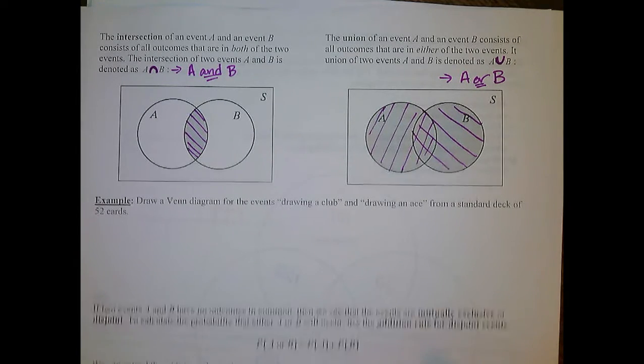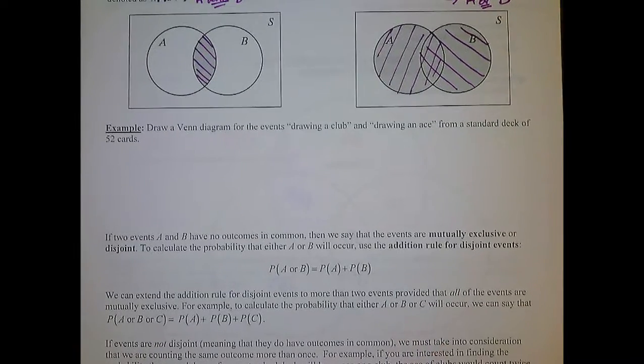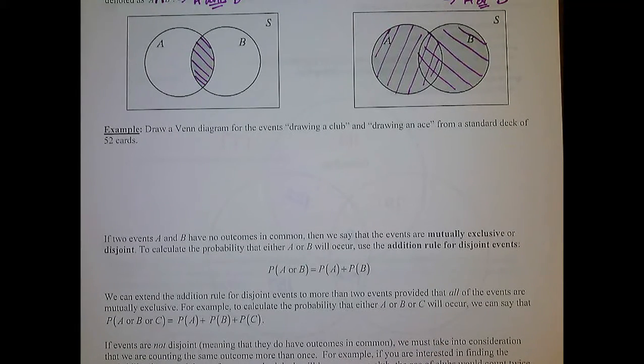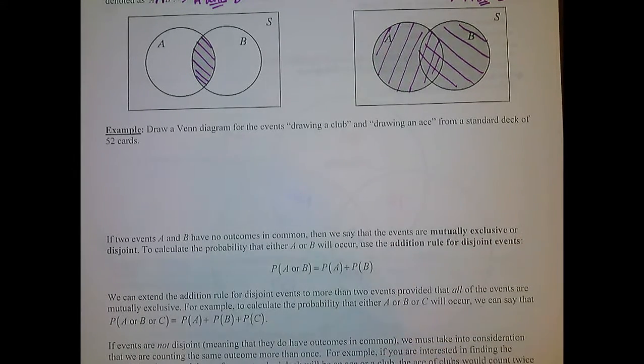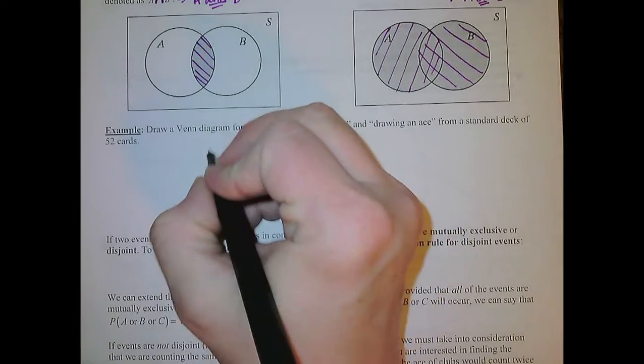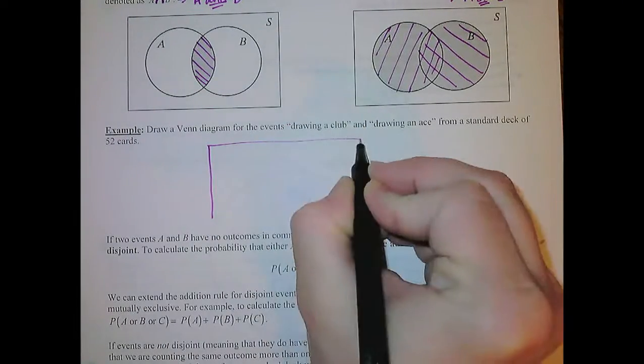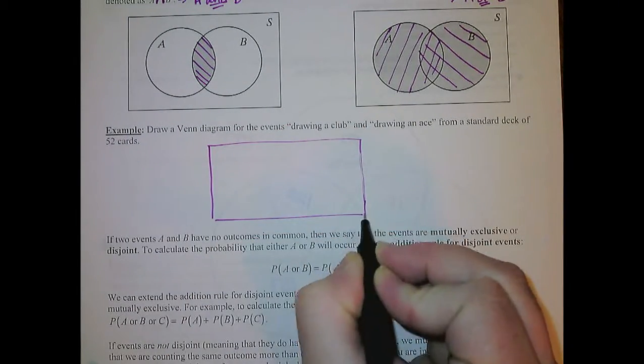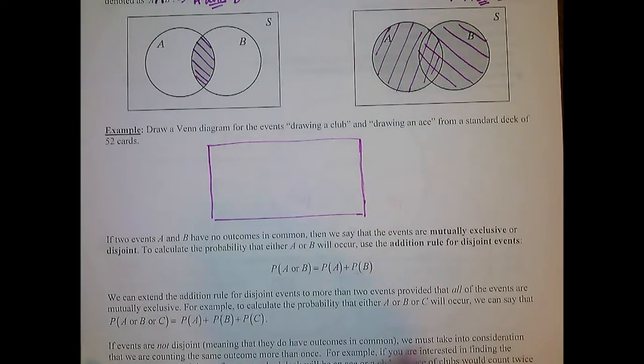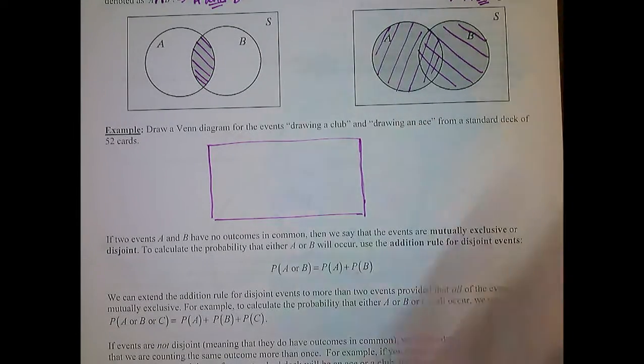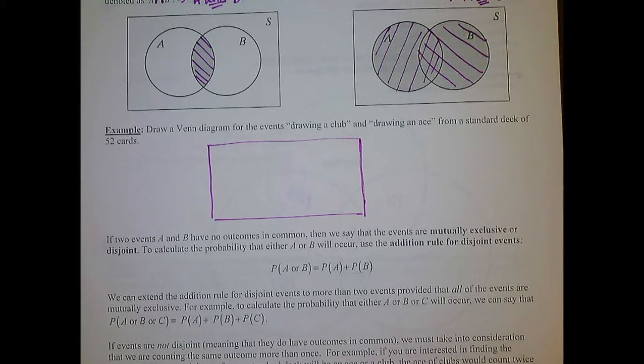So in this next example, they've asked us to draw a Venn diagram for the events, drawing a club and drawing an ace from a standard deck of 52 cards. So I'm going to first define my sample space. My sample space, in this case, is my deck of 52 cards. So there's two outcomes that we're looking at. One outcome is the event that we would draw a club.